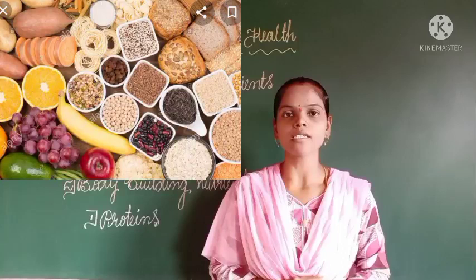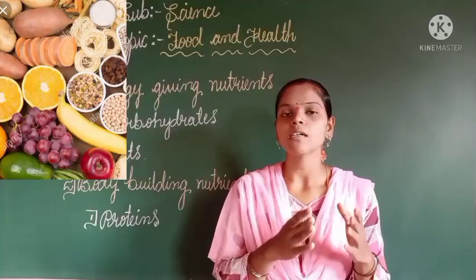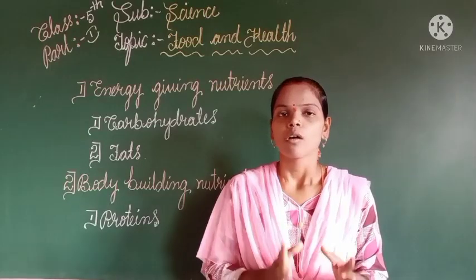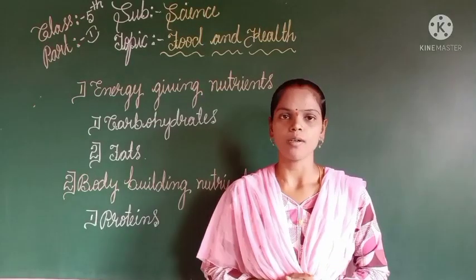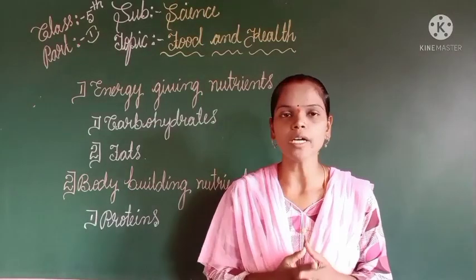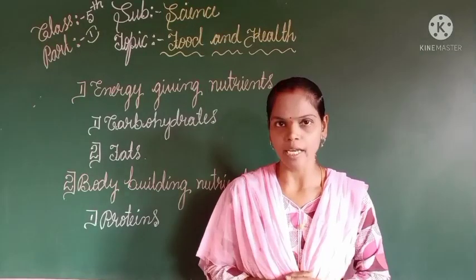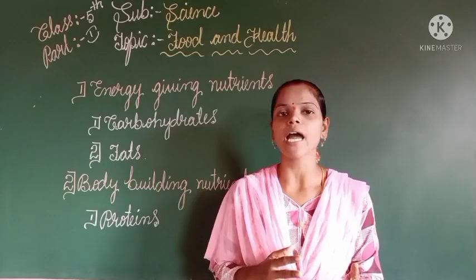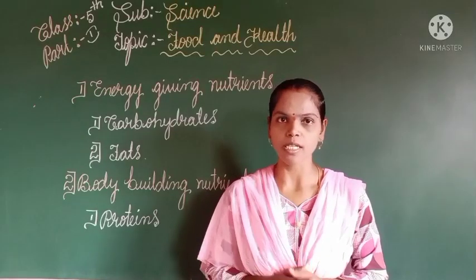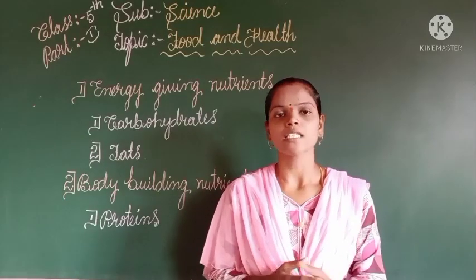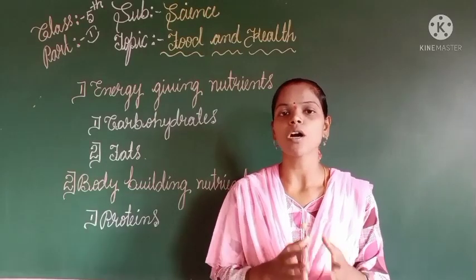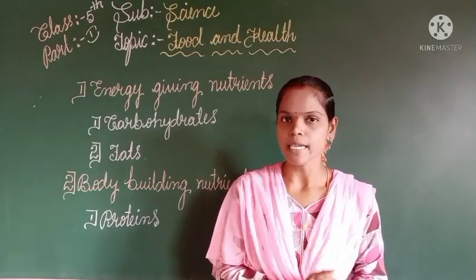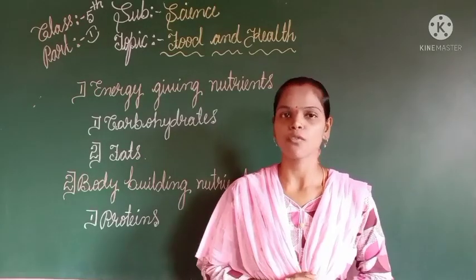So dear students, as I said before, sugar and starch are the two carbohydrate foods. Here sugar provides more energy, and starch provides energy as a slow process. It gives slow energy for the body. Because of that, carbohydrate-containing foods are considered energy giving foods.